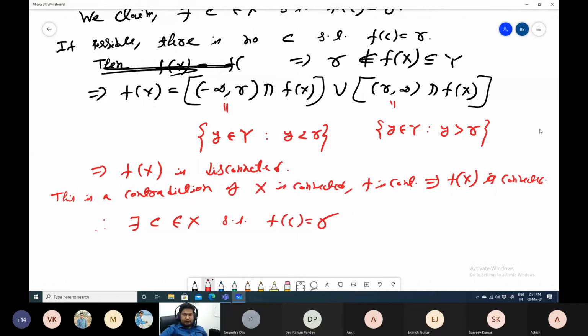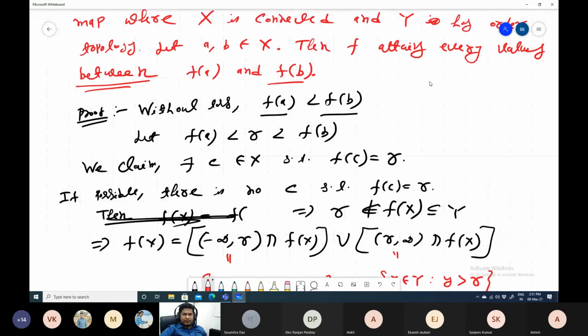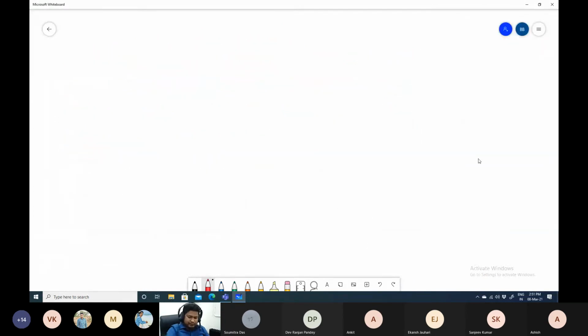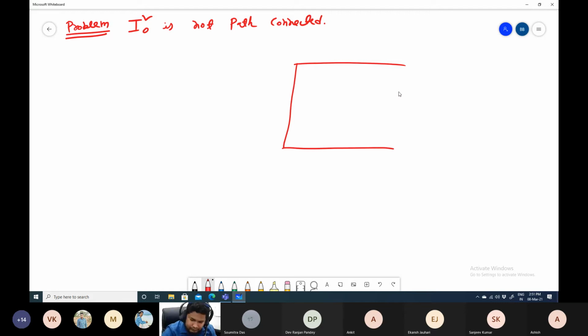Okay. Now this is another interesting one. Now we solve two problems. First of all, the first problem: the order square is not path connected. Do you remember what the order square is? So this is this.